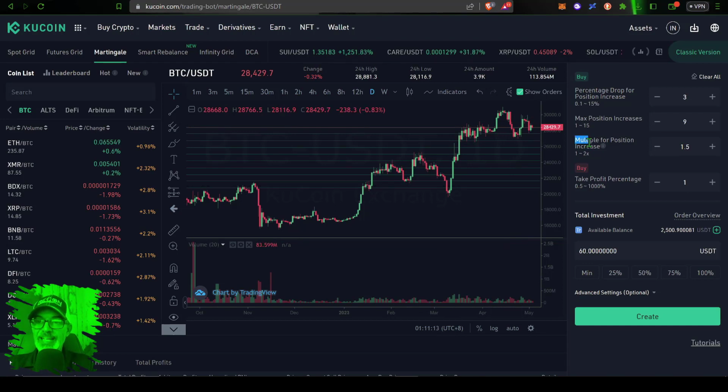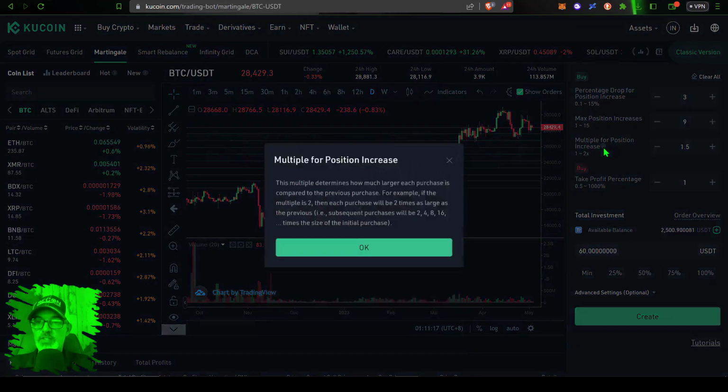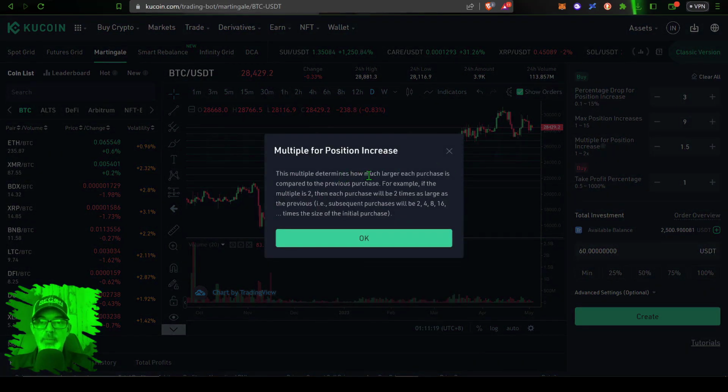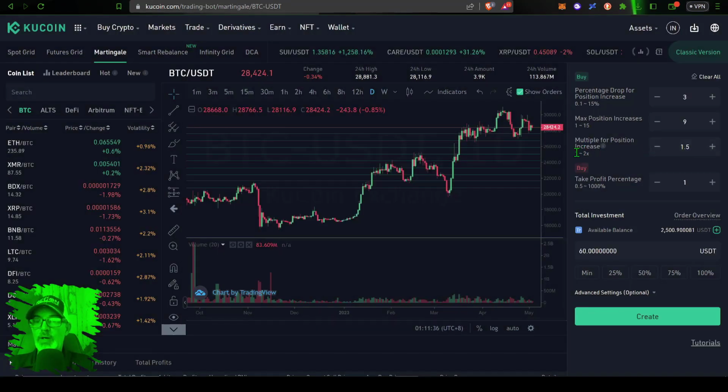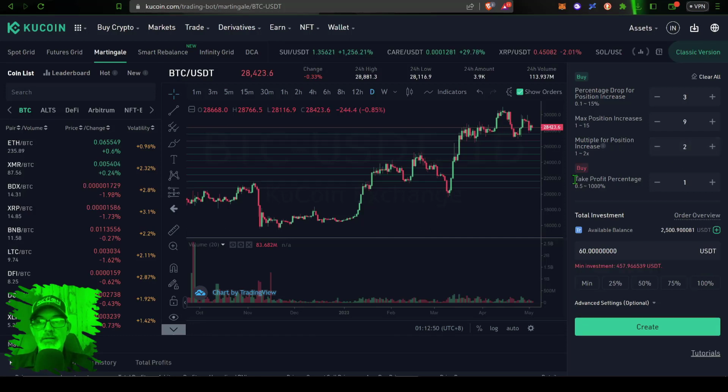Now moving on, I need to configure the multiple position for increases, and that would basically determine how much larger each purchase is compared to the previous purchase. And I can go anywhere between 1 to 2x. You can see it's set at 1.5. I think I want to go ahead and go with the max increase of 2. And now I can configure the take profit percentage.